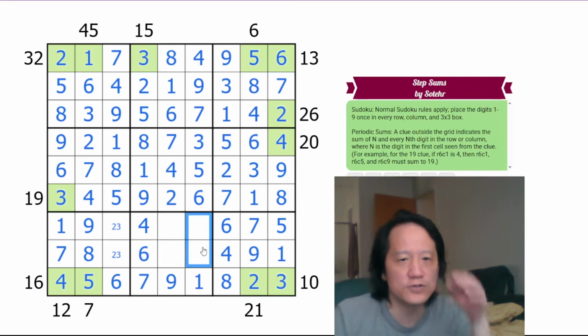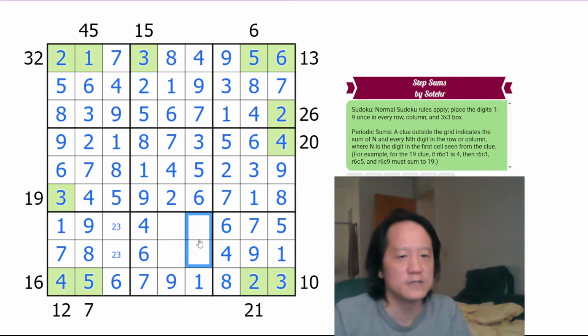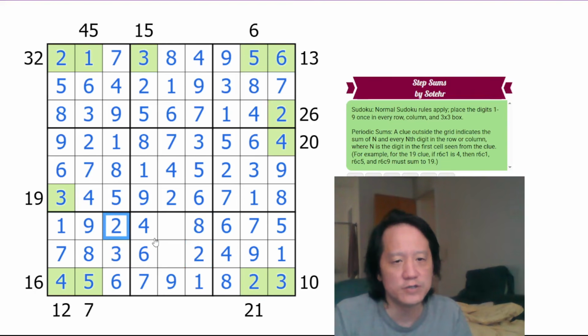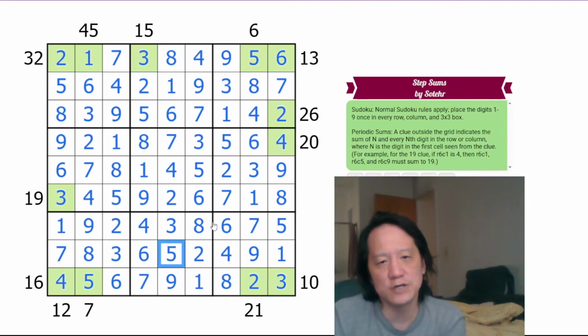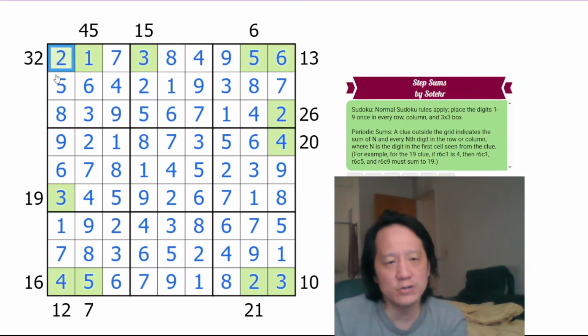That leaves 2 and 8 remaining in column 6. This can't be 8 because of the 8 in the row, so this is 2, that's 8. 2 eliminates 2 here, so it's 3 and 2. That leaves this digit as 3 and this digit as 5. And that's a solution. Pretty cool, actually.